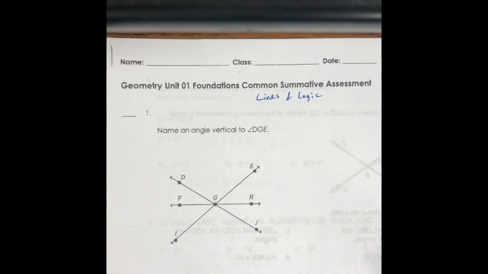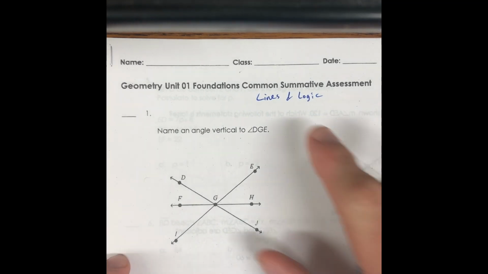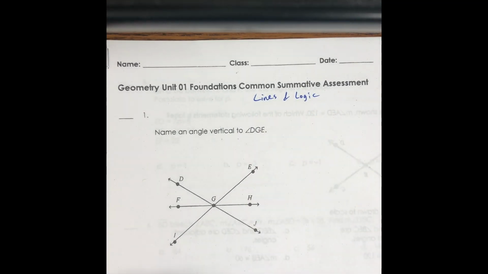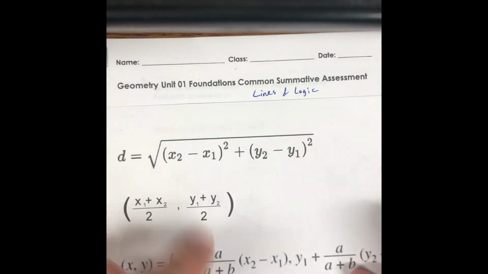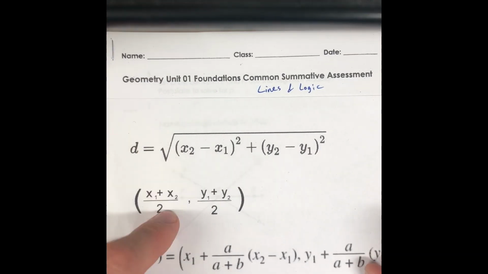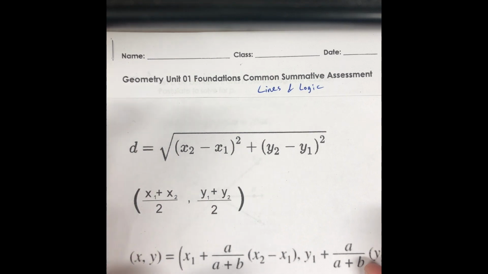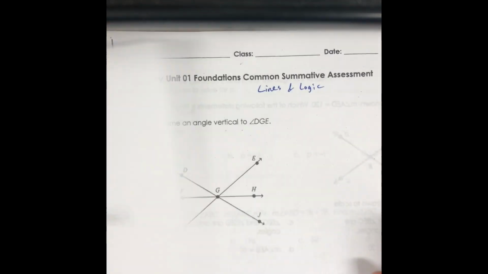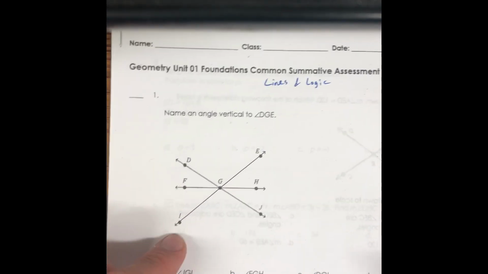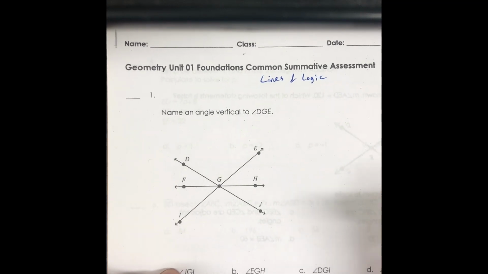I'm going to review the Geometry Unit 1, we call it the Lines and Logic Assessment. And we had this formula sheet with 3 formulas, so hopefully we got this. And then there's a lot of vocab on here, so hopefully we got the vocab. So I'm going to run through this real quick.